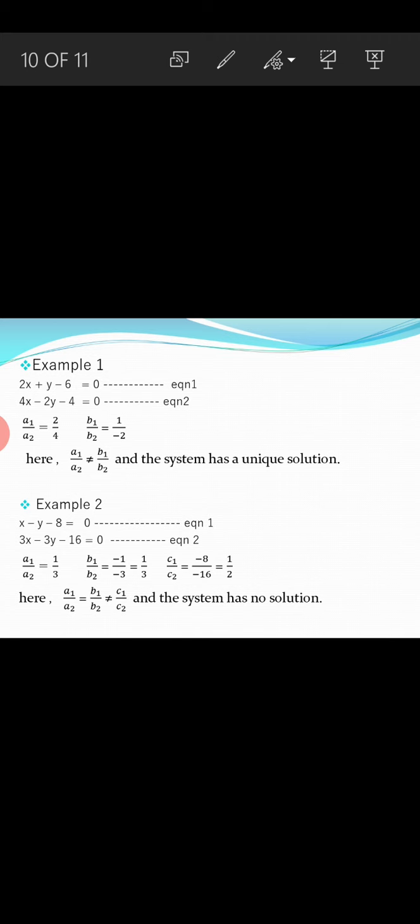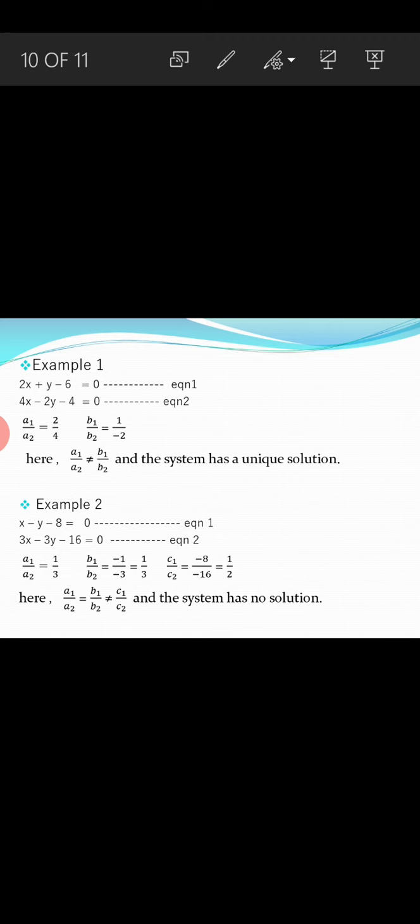In the next example, now it is important to first get the equation in general form. The general form is ax plus by plus c equal to 0. So I must ensure that the right hand side is 0. So after getting equations in the general form, the equation is x minus y minus 8 equal to 0 and 3x minus 3y minus 16 equal to 0.